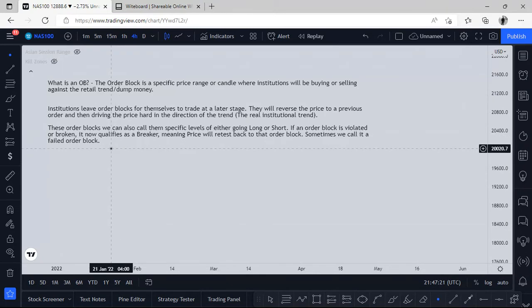Institutions leave order blocks for themselves to trade at a later stage. They will reverse the price to a previous order, then drive the price hard in the direction of the trend. That's the institution money. So let me go to my whiteboard and explain a little bit about what order blocks are.